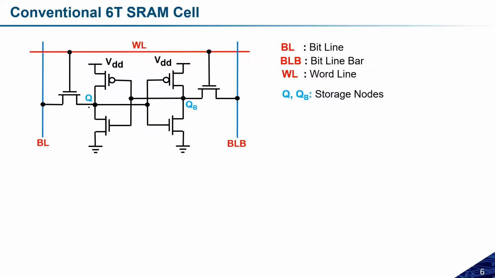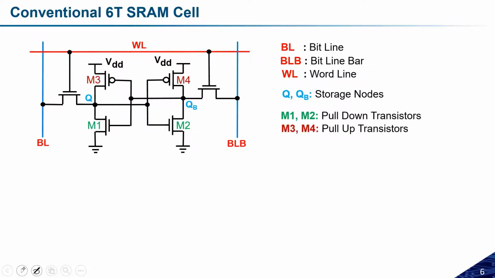Before that, let me explain the operations so that you will be able to follow. Here M1 and M2 we call the pull down transistors, and M3 and M4 are the pull up transistors, and M5 and M6 are the access transistors. Basically these access transistors are responsible for reading and writing the data. How the read and write operations work, I will tell you briefly, and I will discuss all these things in detail.